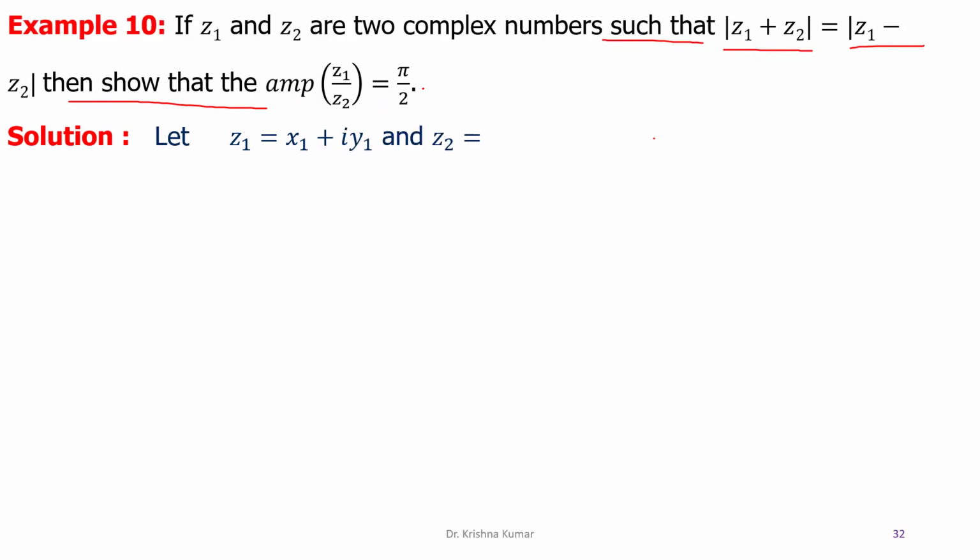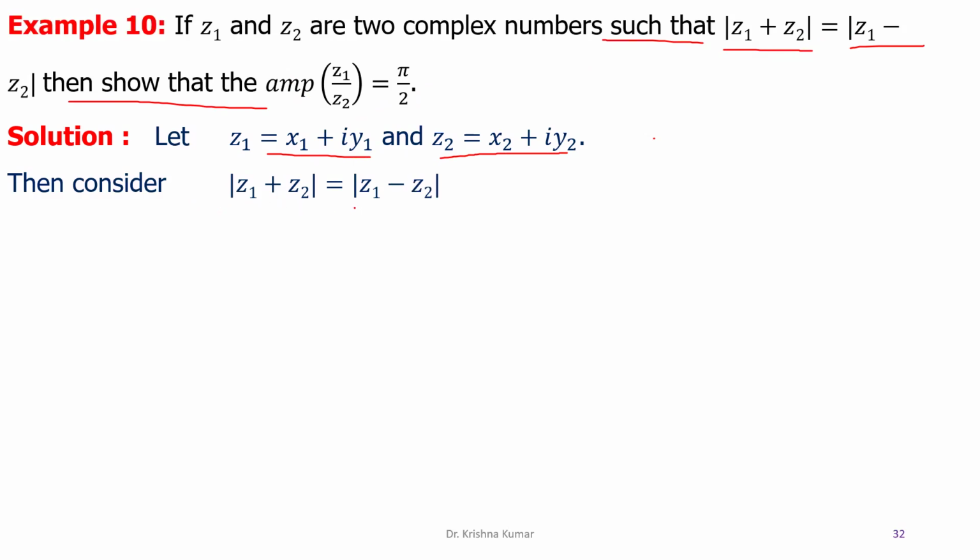So let us try to solve this question. Let Z1 is equal to x1 plus iy1 and Z2 is equal to x2 plus iy2. Then consider mod of Z1 plus Z2 is equal to mod of Z1 minus Z2. Let us first square on both the sides. So mod of Z1 plus Z2 whole square is equal to mod of Z1 minus Z2 whole square.